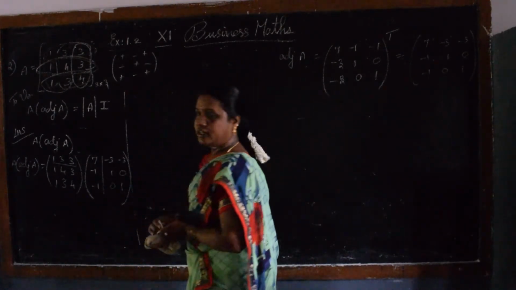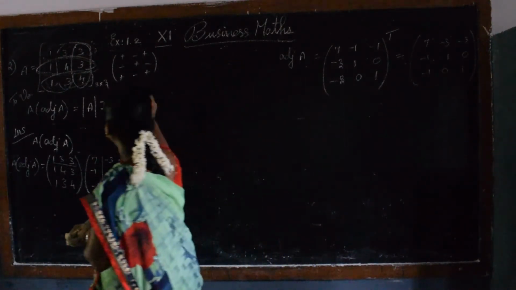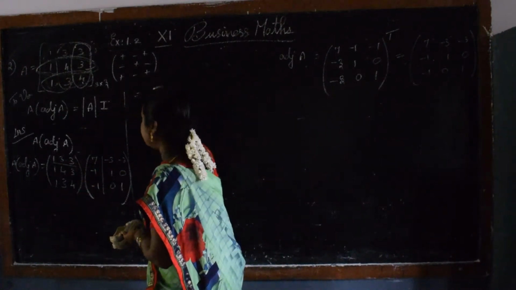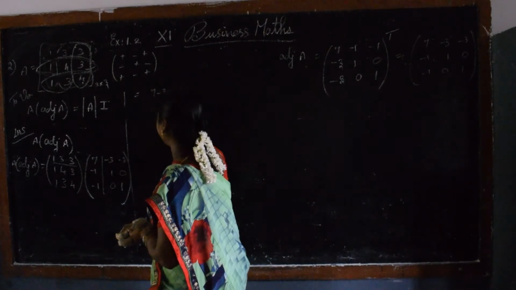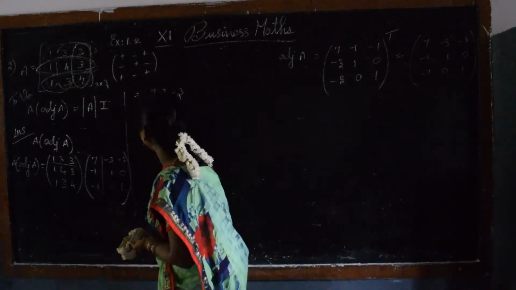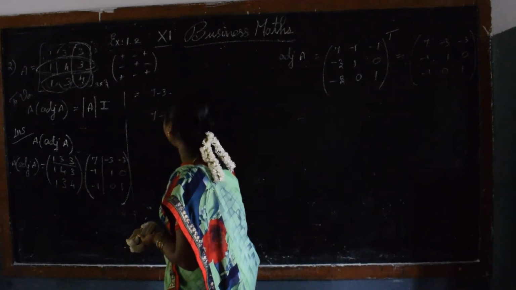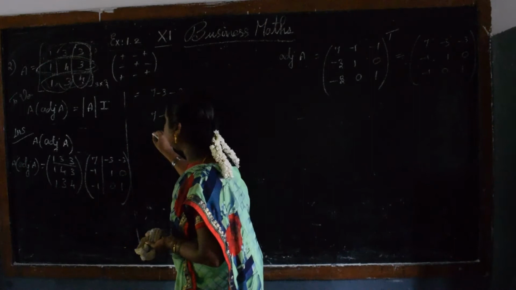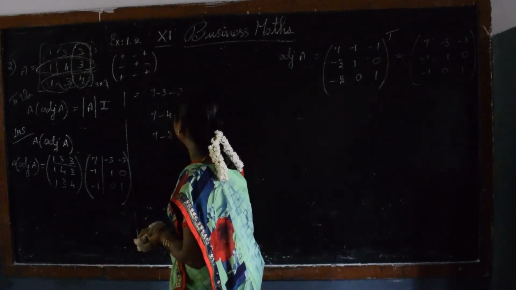See here. Take this first row and first column. Multiply, what do you get? 7 into 1, 3 is 3. So 7 minus 3 minus 3. Take the next row, multiply with this column: 7 minus 4 minus 3. Take the third row and multiply: 7 minus 3 minus 4.